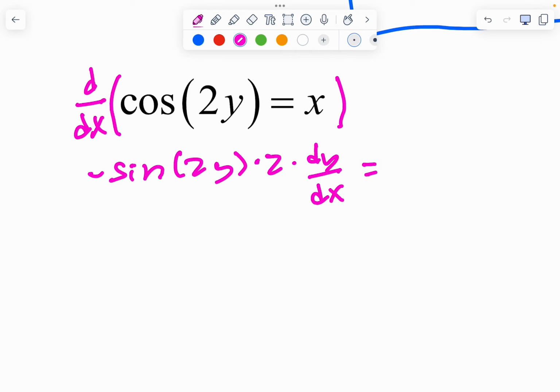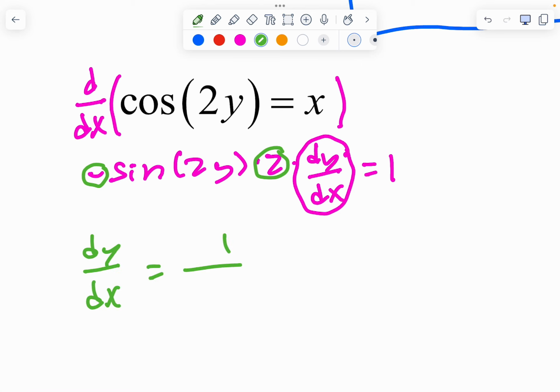Okay, Maggie, what's the derivative of 1x? 1. Just 1. And we're solving for dy over dx. So I'm making this one by itself by simply dividing. And I'm going to give you the better answer on this one. -1 times 2 is what? That's going to be the coefficient that's going to go in the front. So my final answer that I like better is 1 all over -2 sine of 2y.